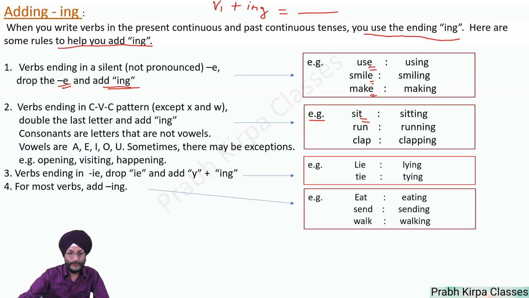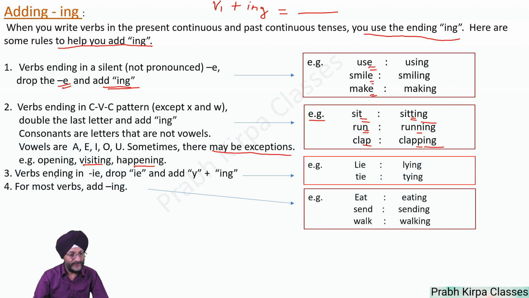Examples of this are sit. We double the last letter. In the case of sit, we add T. In the case of run, we add N plus ing. In the case of clap, we again double P and plus ing. However, as already told, there may be certain exceptions where the last letter is not doubled. For example, opening, visiting, happening. You have to remember the same.